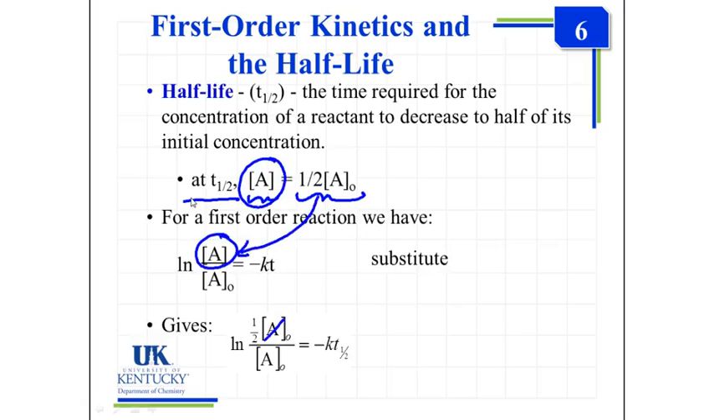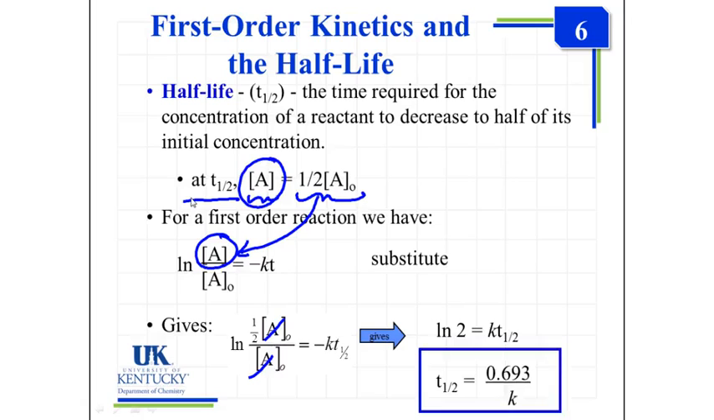Now, of course, the A naughts will cancel, and we have the natural log of 1/2 is equal to minus kt. Well, as we bring the minus to the other side, that actually gives me the natural log of 2 equals kt. And then we will actually calculate the natural log of 2, and that's 0.693. So this equation right here is our half-life equation for first order kinetics. So make sure as you commit this to memory that you realize that it only applies to first order kinetics.